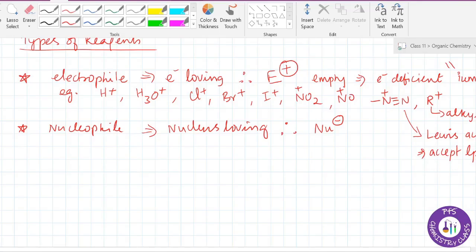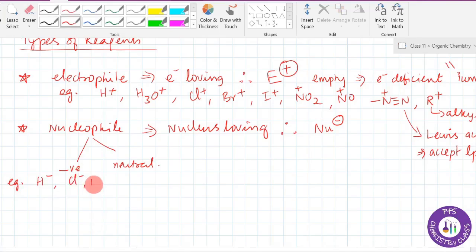Now nucleophile, as I said, is nucleus loving, which means it will carry a negative charge. Nucleophiles are further divided into negative nucleophiles and neutral nucleophiles, which means although the species is neutral, it will still try to get attracted towards the positive charge. Negatively charged species give you a host of examples. You should be able to identify the nucleophile in any reaction. I'll be giving you a worksheet so you can try to solve that.